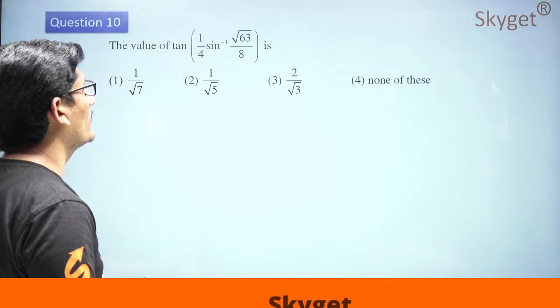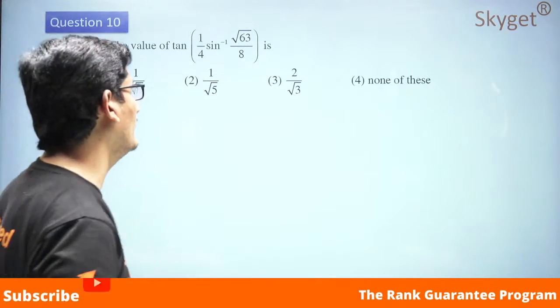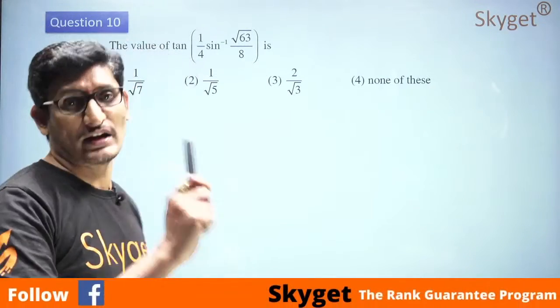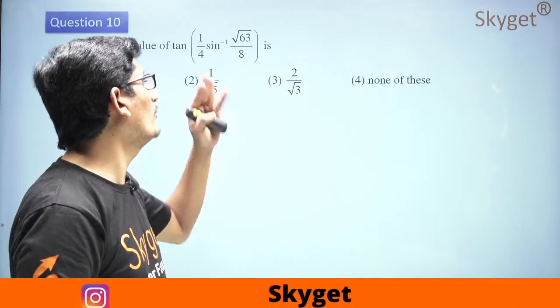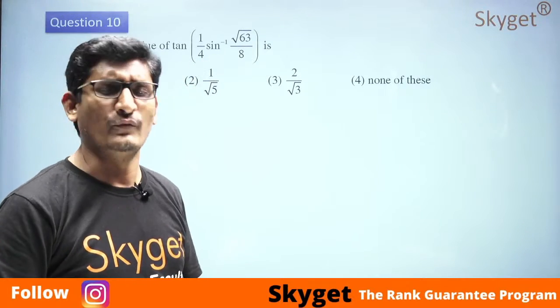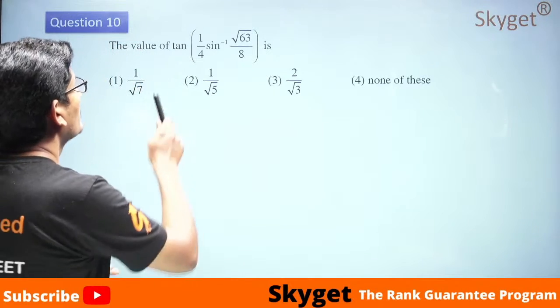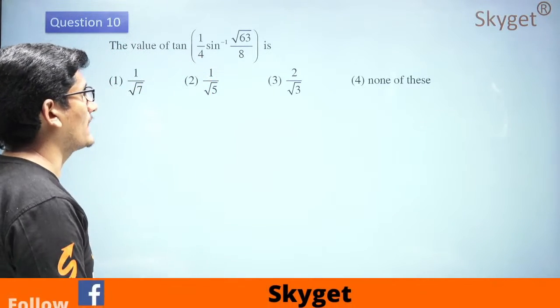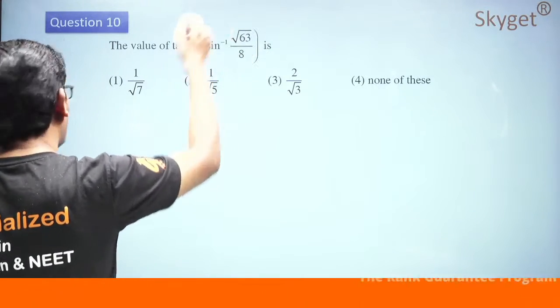Now, the value of tan of 1 by 4 sin inverse of square root of 63 by 8 is. So this is an inverse trigonometry problem, students. The morning shift didn't get this one. Now in the second shift, an inverse trigonometry problem came. It is a very easy problem, students. Here we can easily calculate. Let's see the value of tan of 1 by 4 sin inverse of square root of 63 by 8. So let this value be equal to theta.